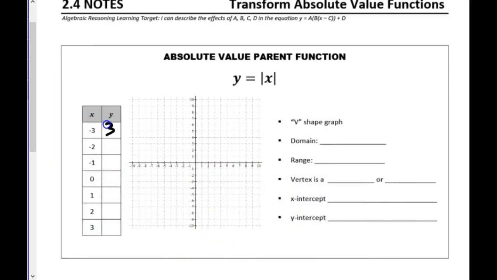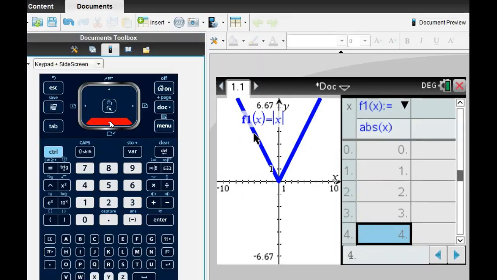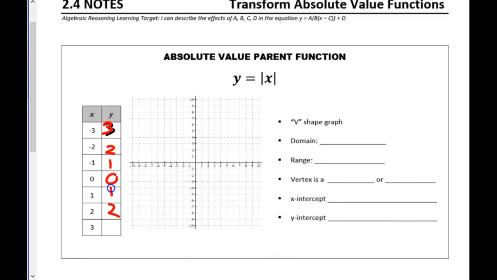So it's basically 3, 2, 1, 0, and then 1, 2, and 3. Okay, I want you to plot those points, and it should kind of look like what we were doing on the warm-up. Okay, so -3, 3, -2, 2, -1, 1, 0, 0, 1, 1, 2, 2, 3, 3. And you can make your best looking graphs through those.